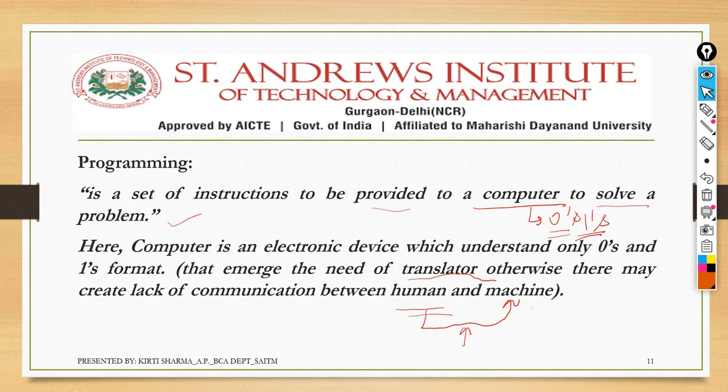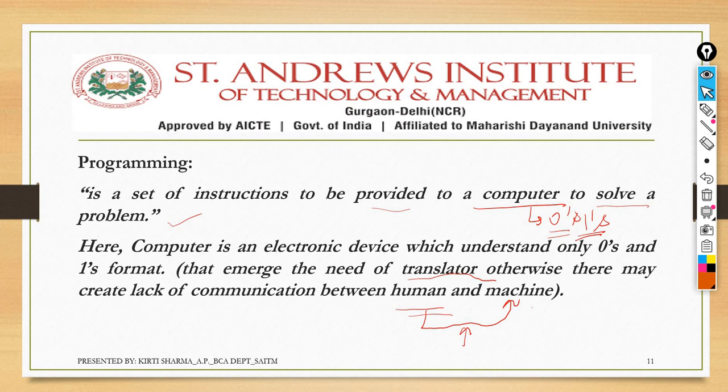Because if there are two persons, one knows Hindi and one knows English, and they don't know each other's language, like person A who knows English doesn't know the Hindi language, but person B who knows Hindi doesn't know the English language, it is not possible to establish communication between those kinds of persons.